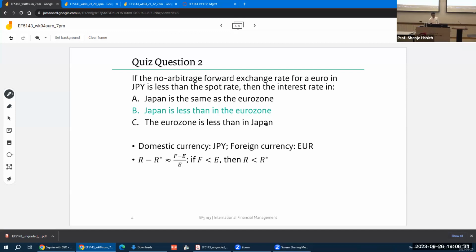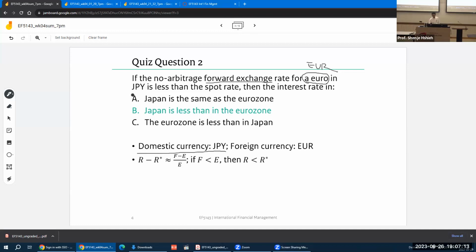So just like in the previous question, to make your life easier, you should definitely start by determining which currency is the foreign currency and which currency is the domestic currency. The way we quoted the forward exchange rate is for a euro in Japanese yen. So the denominator is euro, and the numerator is in Japanese yen. That means the domestic currency is the Japanese yen, and the foreign currency is the euro.